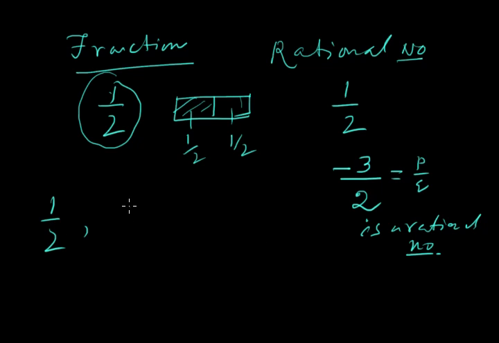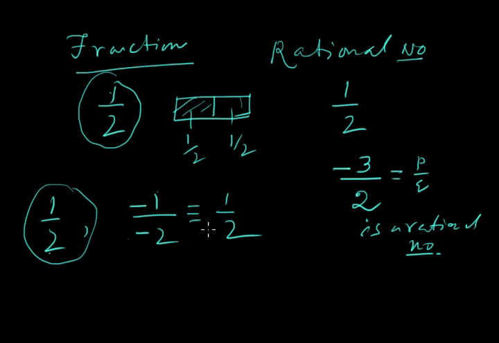Half, minus 1 by minus 2. This is a fraction, or you can say this is a rational number, and this one, minus 1 by minus 2, is equivalent to 1 by 2. So this is a fraction, this is a rational number. For a rational number, you can use the integers as negative or positive, but for a fraction it is always positive.